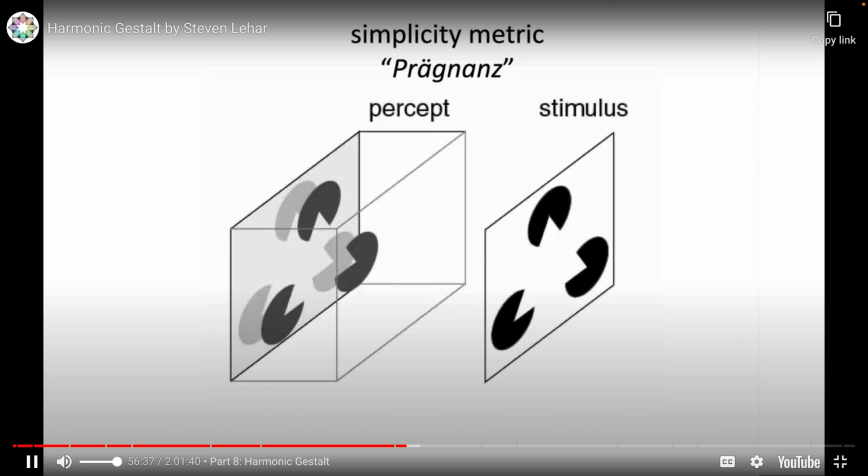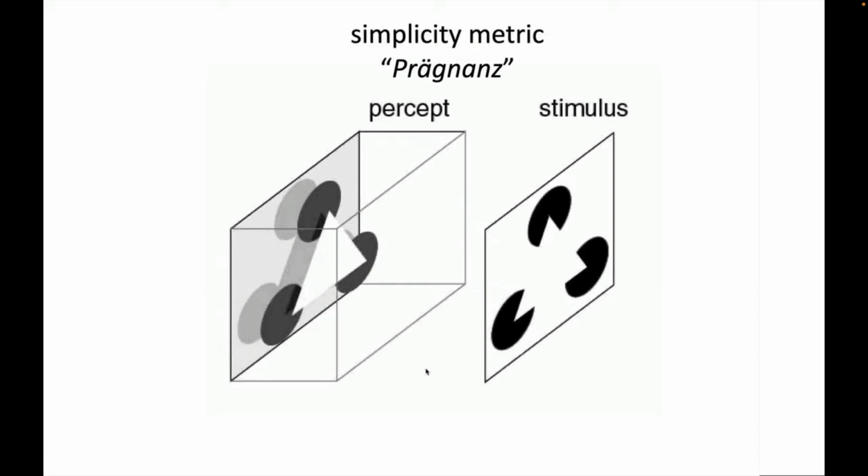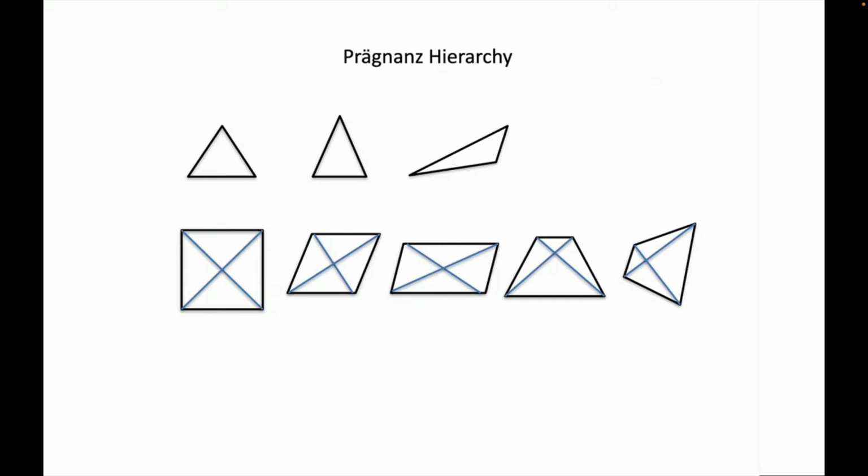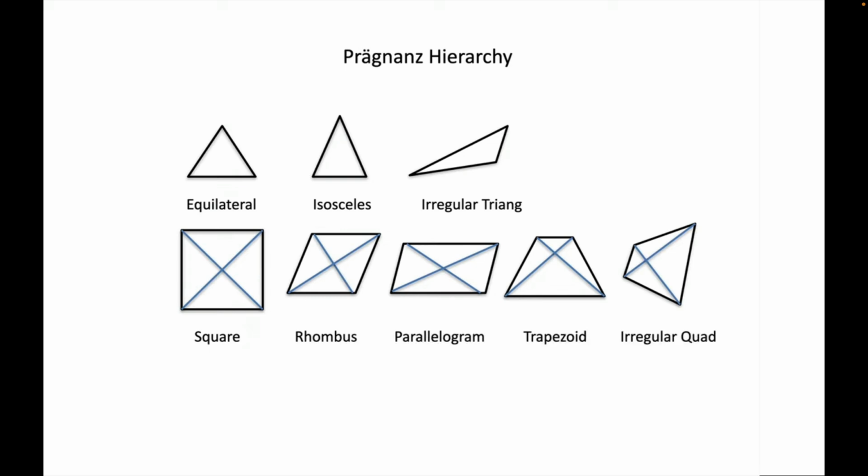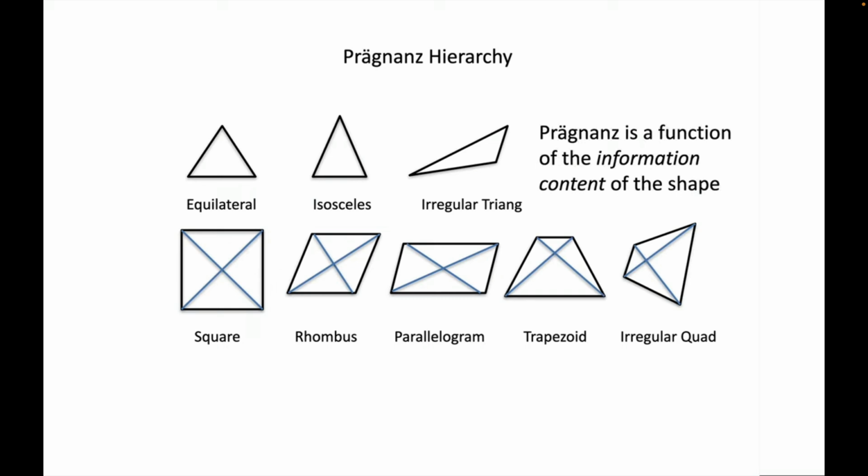So Gestalt involves a simplicity metric, or Prägnanz. For example, for this particular stimulus over here, perception seems to prefer this interpretation because it's simpler than the alternative. There's a hierarchy of Prägnanz. For example, an equilateral triangle is more regular than an isosceles triangle, which is more regular than an irregular triangle. And likewise with the square, that's more regular than a rhombus, more regular than a parallelogram, a trapezoid, or an irregular quadrilateral. So Prägnanz is a function of the information content of the shape.